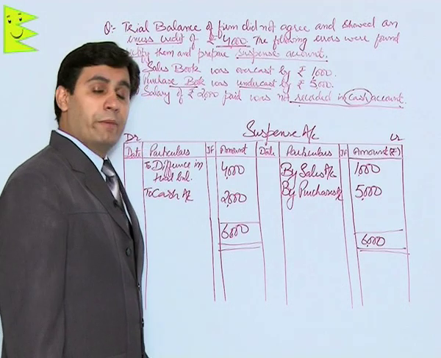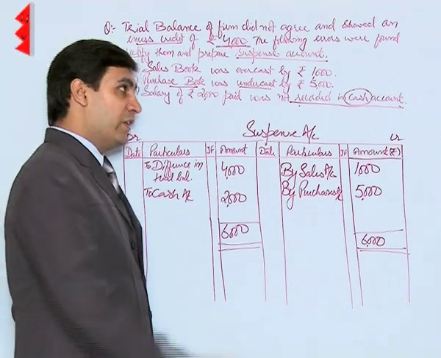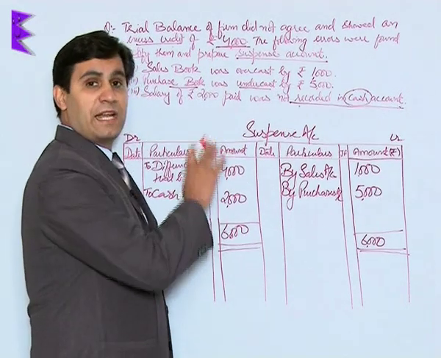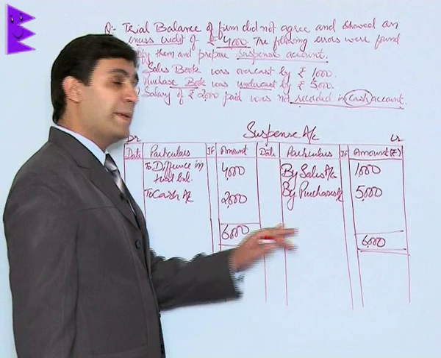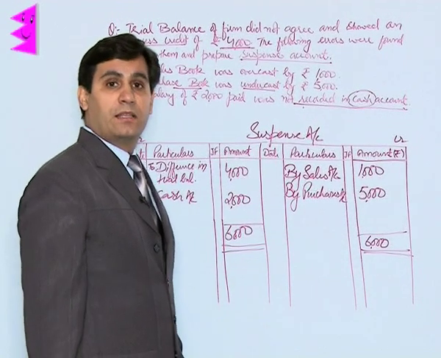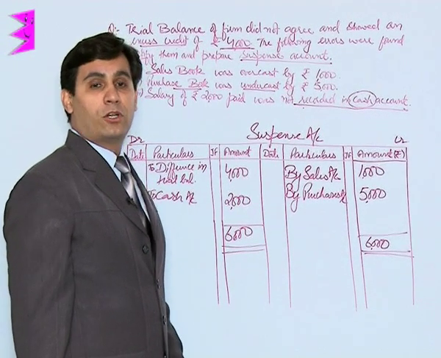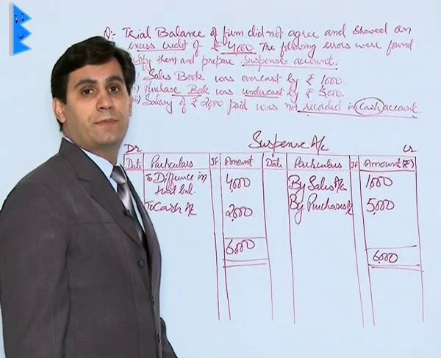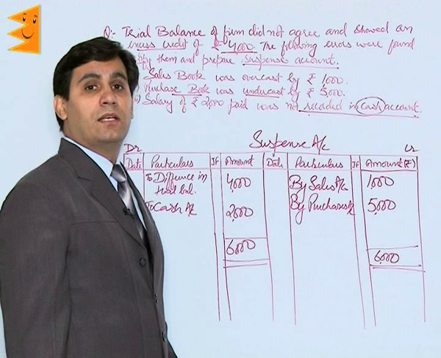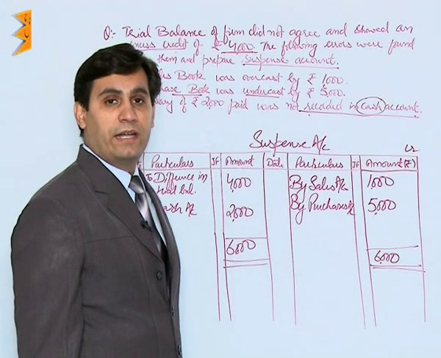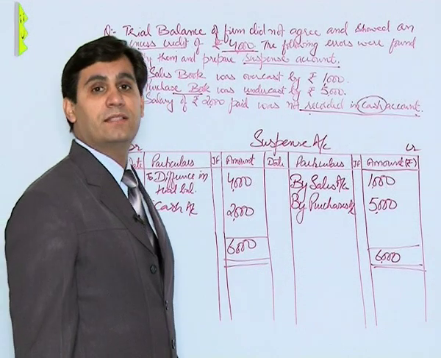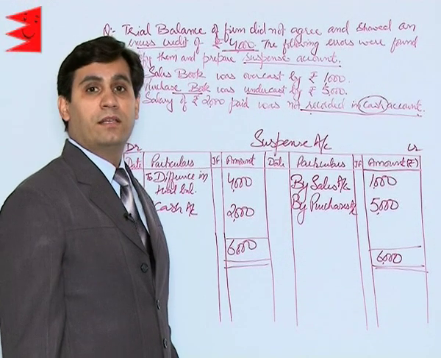Now students, just remember, in case even after all the postings and all the rectification that has been given to you in the question, the suspense account still shows a balance, that means all the errors have not been rectified. So in that case, you can just write a note that since the suspense account still shows some balance, some errors are still there and need to be rectified. But in this case, there is no error, hence all the errors are rectified.